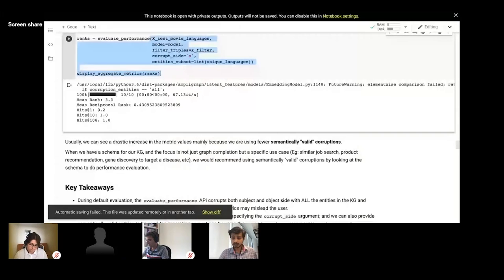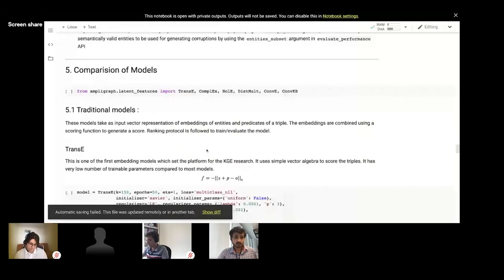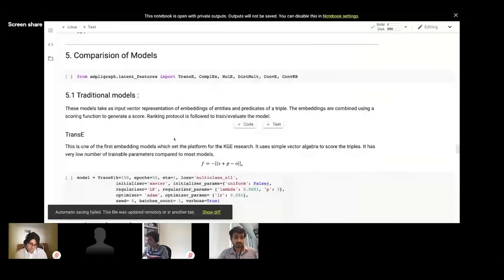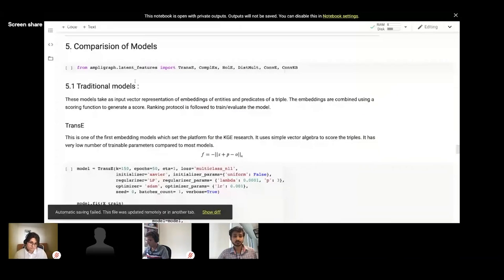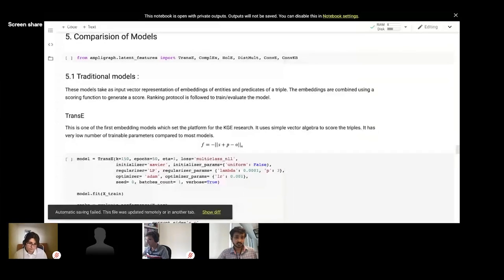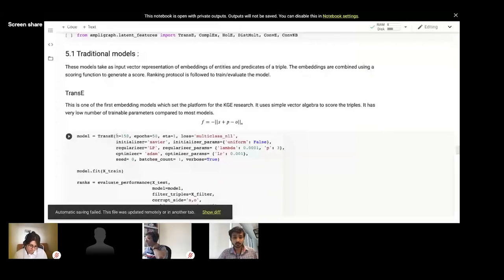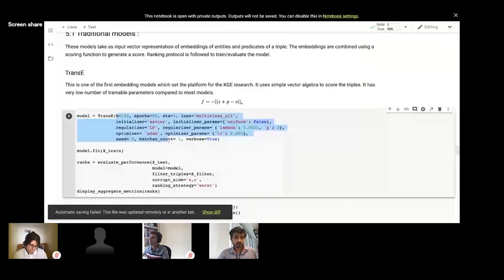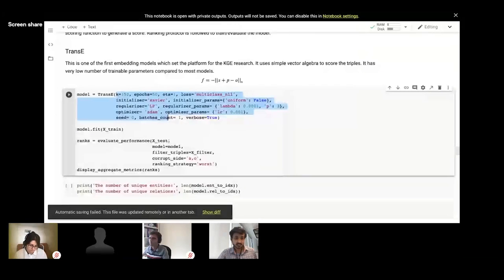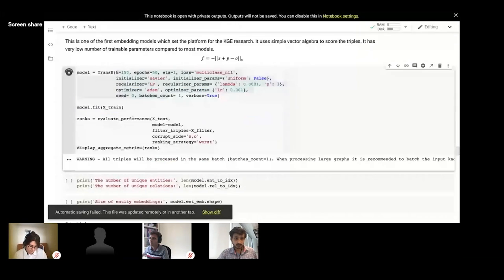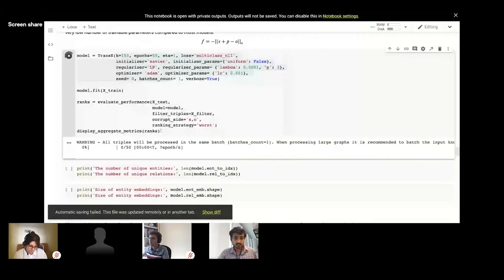So next, let's compare a few models and see how these models differ. This is again not from the scoring function perspective, but from the parameters that we pass to the model. So let's say I train a TransE model with k equal to 150 and some other parameters, like for 50 epochs with eta equal to 1 and some other losses.